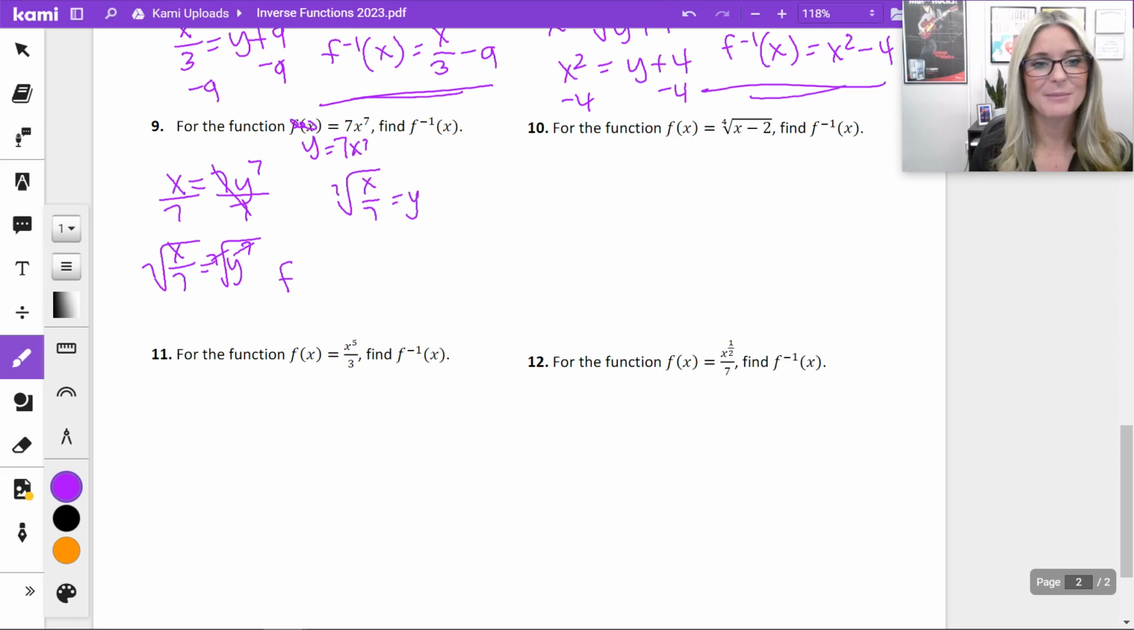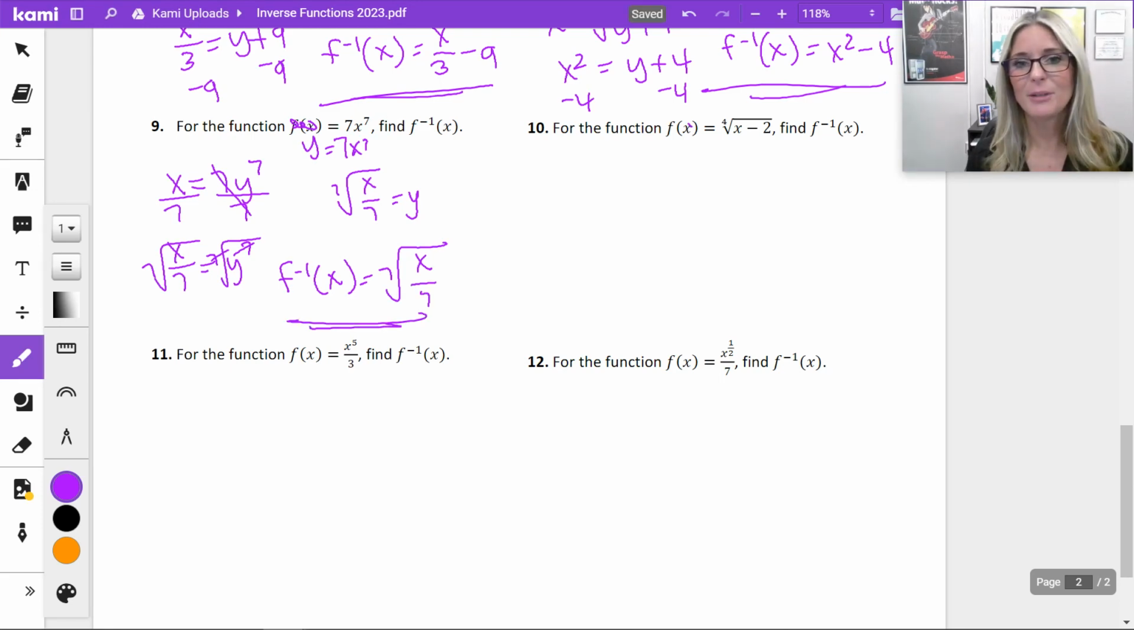This is my final answer. I'm going to write it with that inverse function notation. Again, that's a 7th root of x over 7. Number 10, replacing f of x with y. I have y equals the 4th root of x minus 2. Sliding over here to switch my letters, x equals the 4th root of y minus 2.